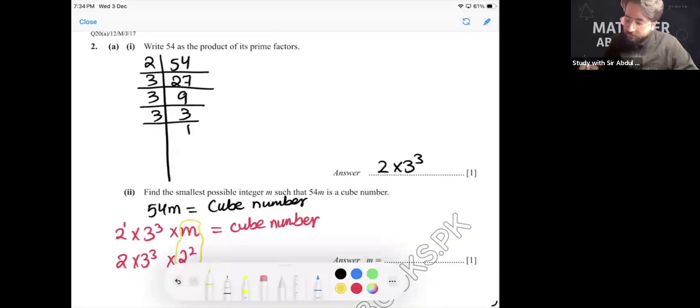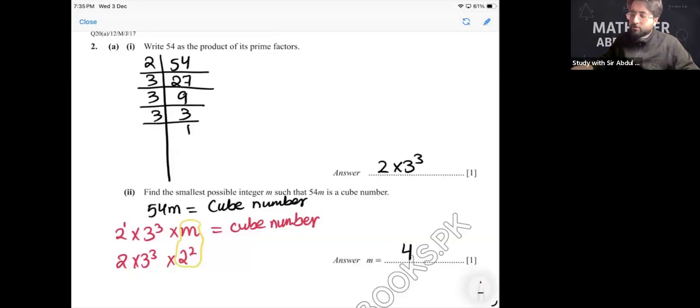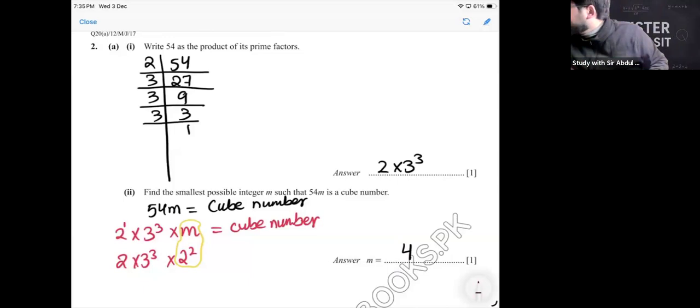One minute, sir. That is our signal. So m is 2 square, which is 4. So the value of m is equal to 4. Now, if you multiply 54 with 4, you get 216, and I just wrote that 216 is a cube of 6. Yes or no, everyone? Yes. Everyone, is the concept clear?